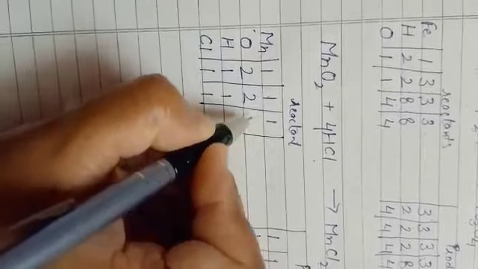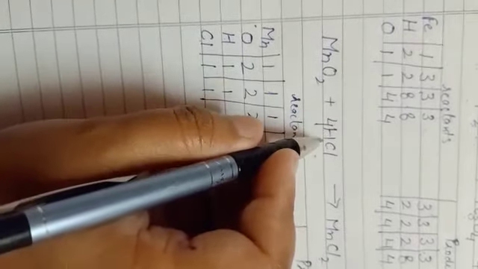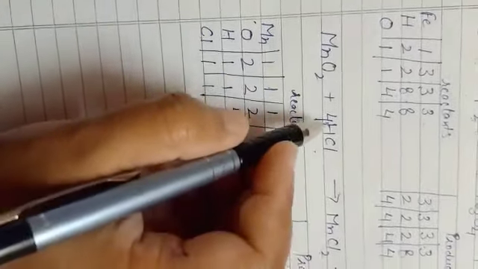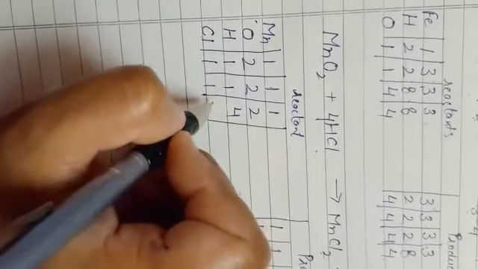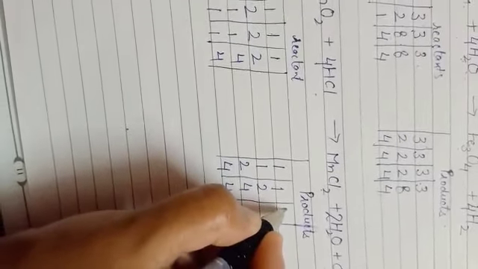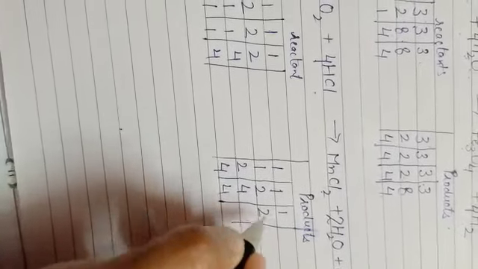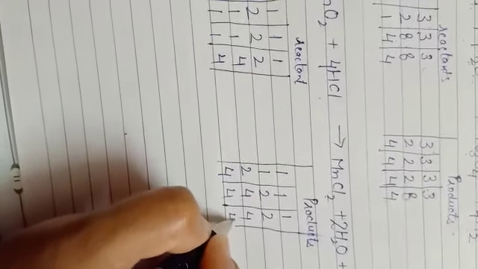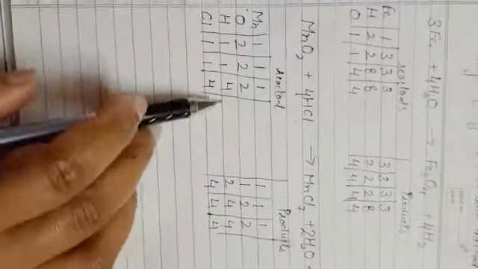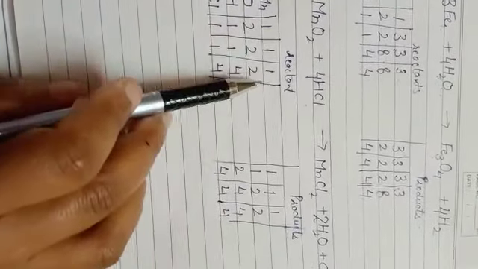Now let's count the number of atoms of each element. Manganese 1, oxygen 2, hydrogen 4 into 1, 4, and chlorine 4 into 1, 4. This side we have not used any coefficient, so the number of atoms this side in the third step remains the same. So now the number of atoms of all the elements on both sides are the same, so it is balanced.